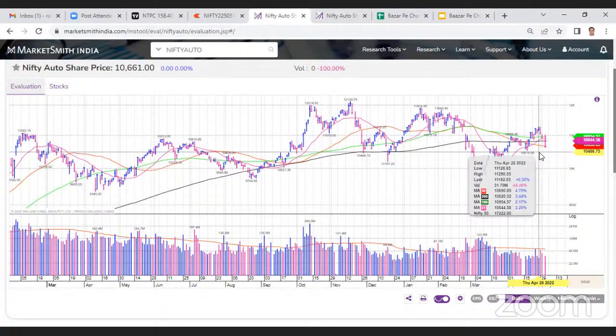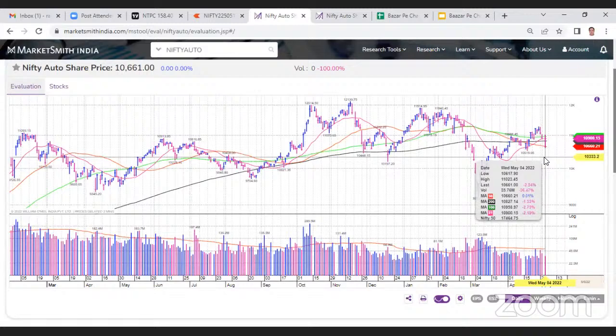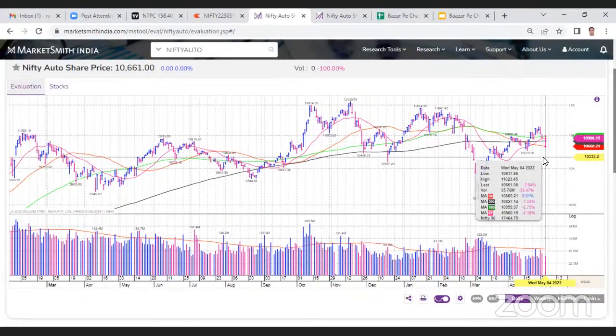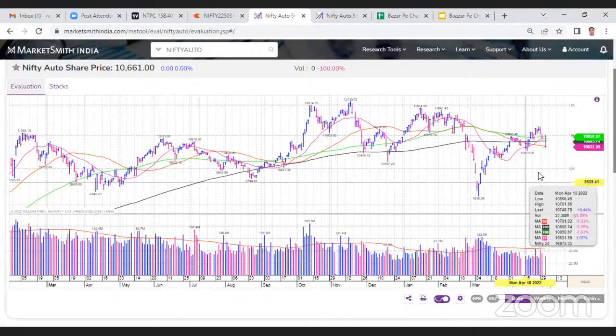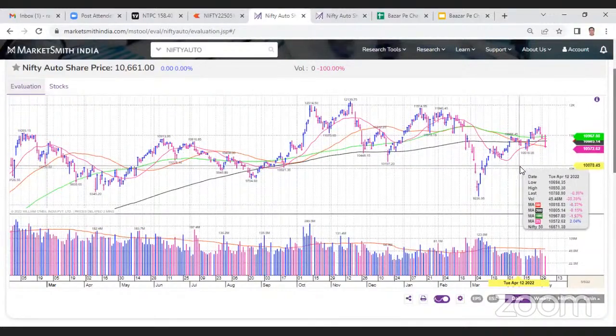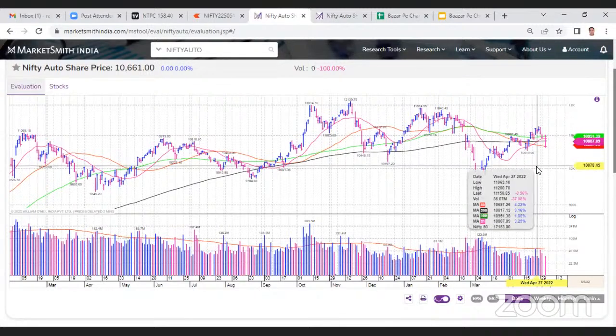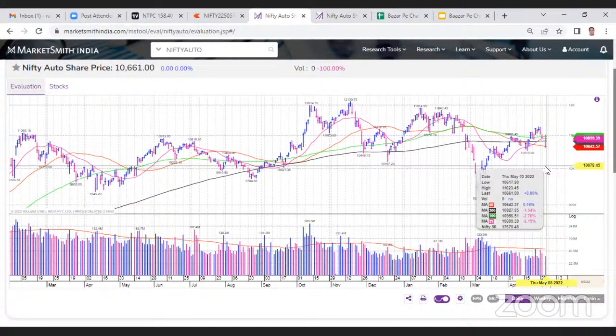Almost 3 or 4 trading sessions have passed, and we still haven't seen any reversal or buying interest as of now. The chart is not looking that attractive, and the entire auto sector is trending sideways with a negative bias, in a range of 10,200 to 11,300.